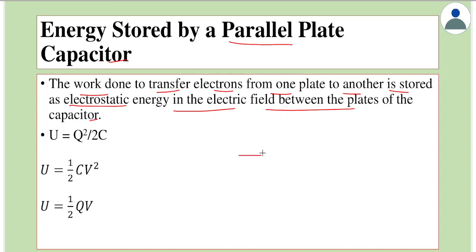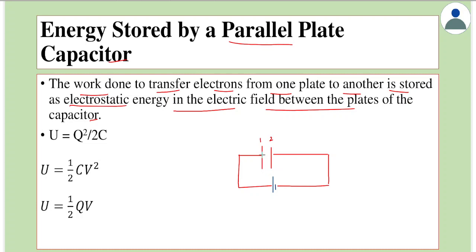Let us take two parallel plates and connect them to a battery. Suppose the battery offers a potential difference of V. When you connect them, we call them plate 1 and plate 2, and plate 1 is connected to the positive terminal.